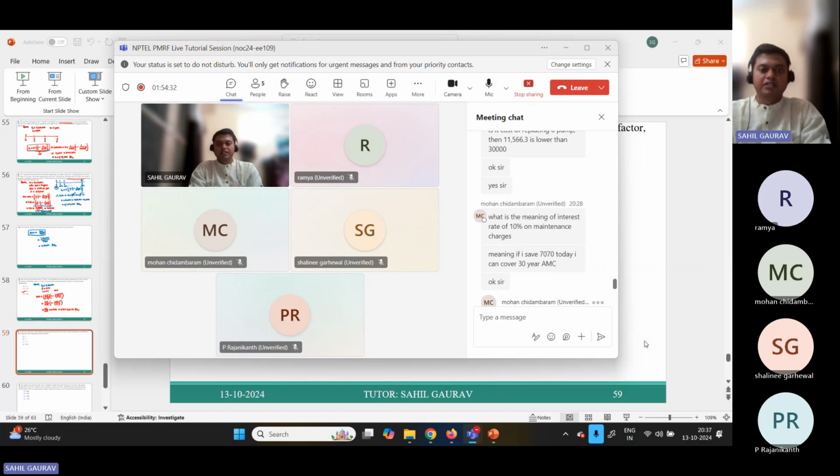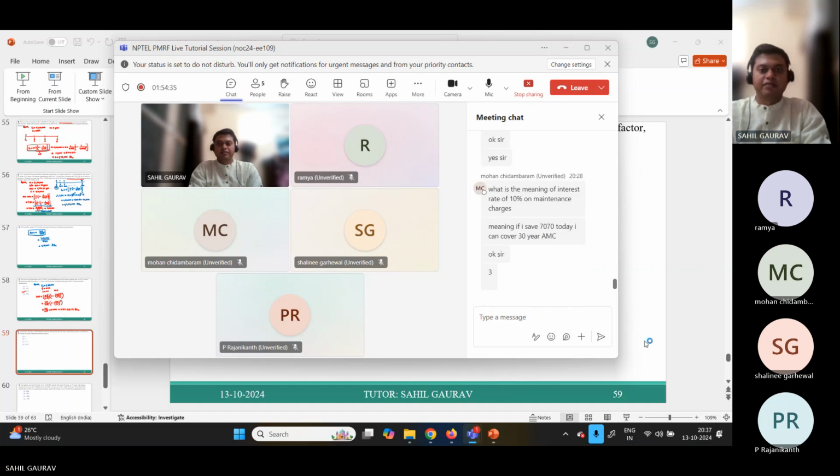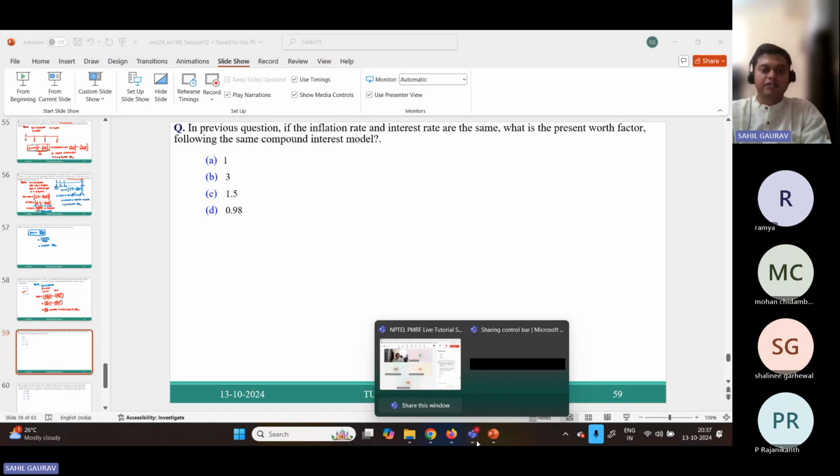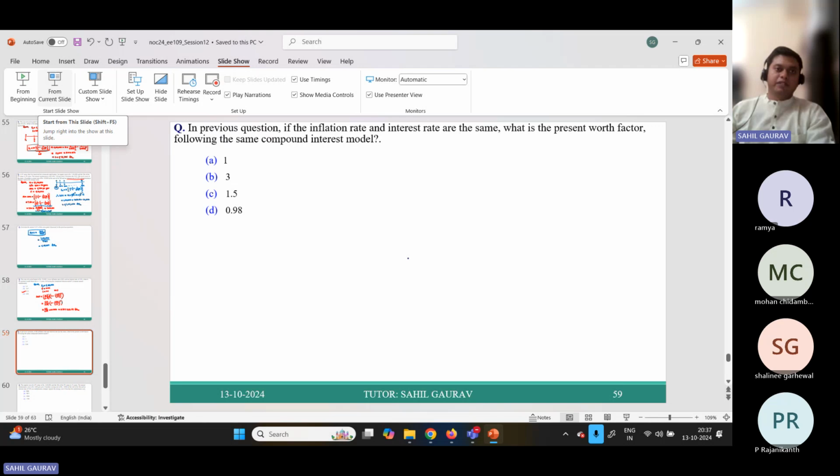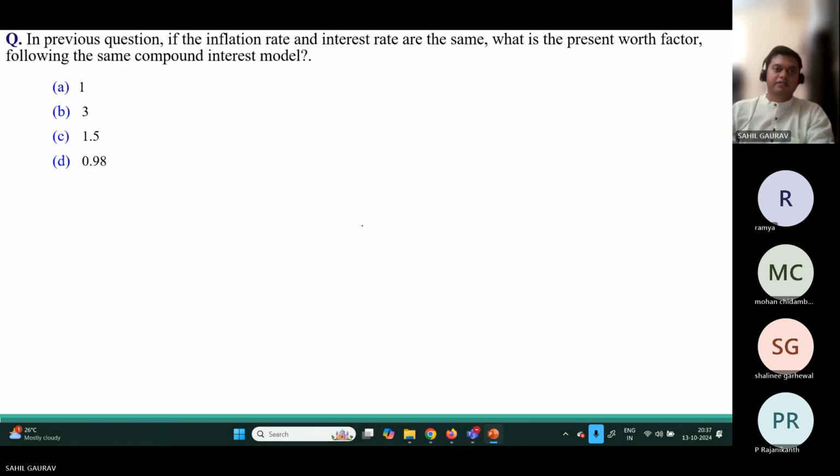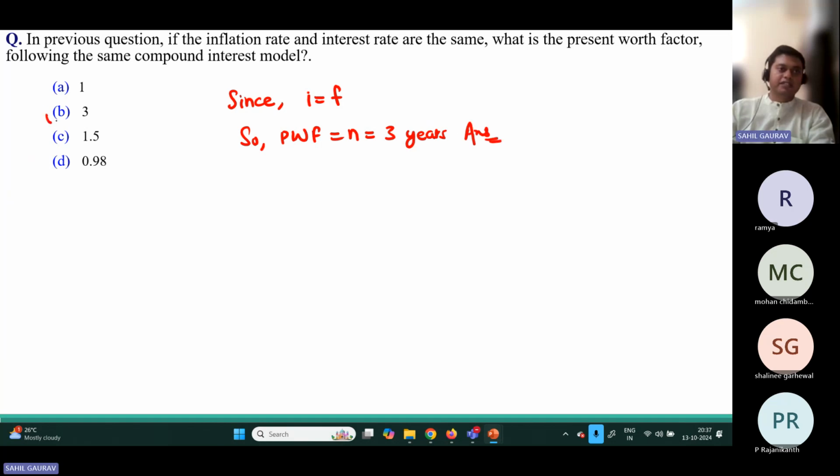Ramya, Salini, Rajnikant, Mohan. Yes, 3. Very good, Chidambaram. Since the inflation rate and interest rate are the same, the present worth factor will be equal to the number of years, n, and it is given as 3. So B is the correct answer.